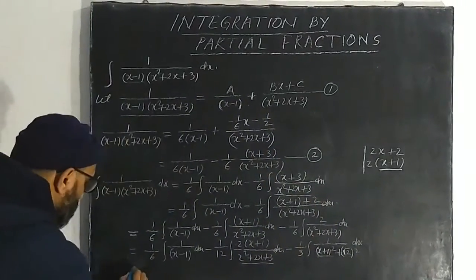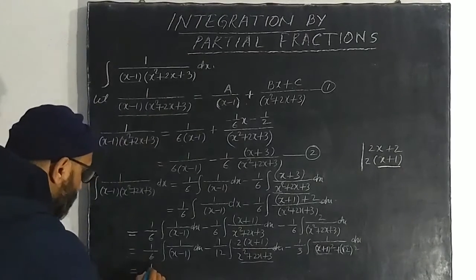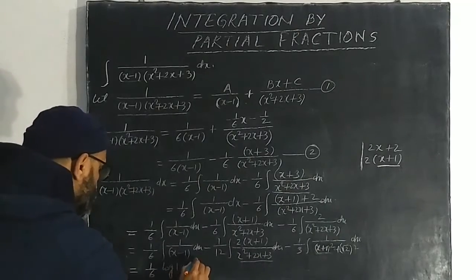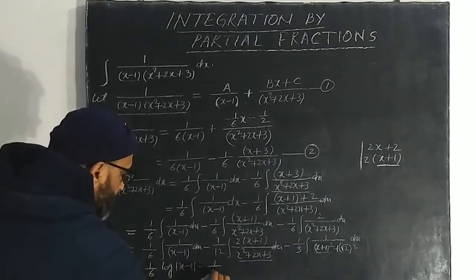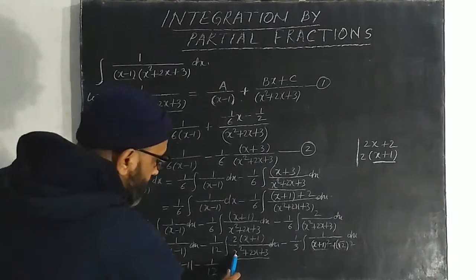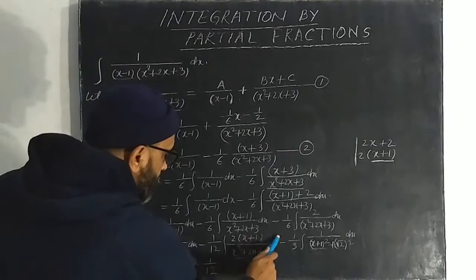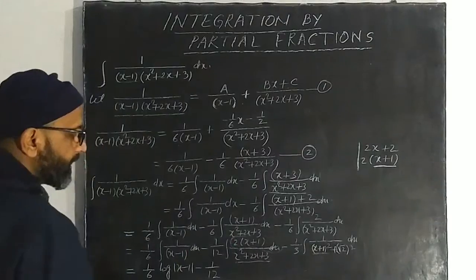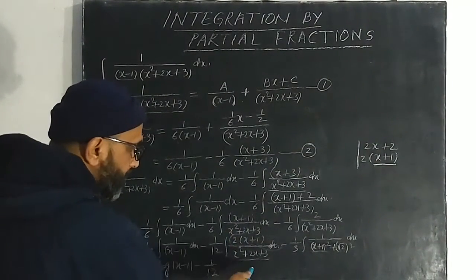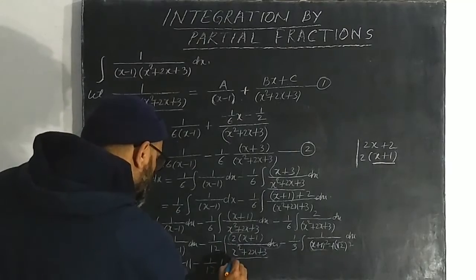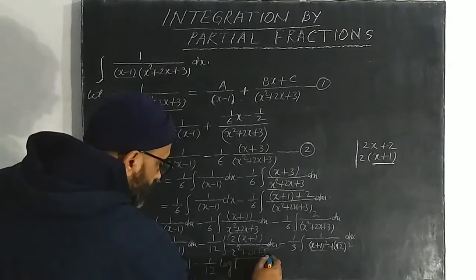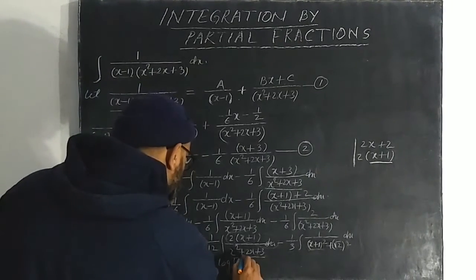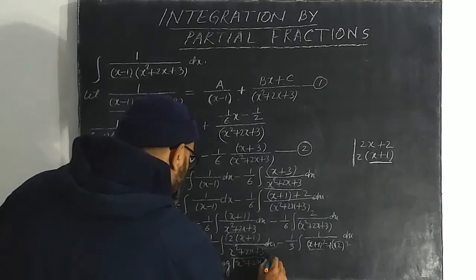Now it's okay. Now 1 upon 6 integral of this is log mod x minus 1, minus 1 upon 12, and as I said, this may be assumed as u, so this becomes du, because the differential of this expression is exactly 2x plus 2, so we get integral 1 upon u du, whose integral is log u, and because u is x square plus 2x plus 3, so finally if we substitute u equal to this expression, we get x square plus 2x plus 3 here.